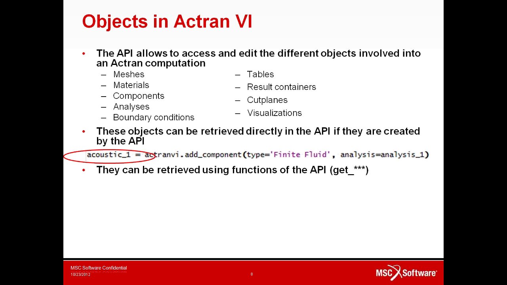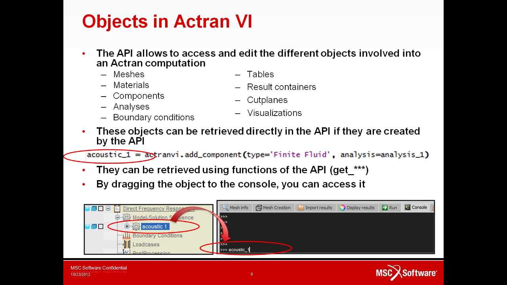When importing an existing analysis, for instance, we do not create a reference to a particular object at the import. The different GET functions in the API can, however, retrieve a particular object. For instance, a component could be retrieved by providing its identification number. Within the graphical user interface, a last and easy way to retrieve the reference to the object consists in dragging the object within the interactive console directly.